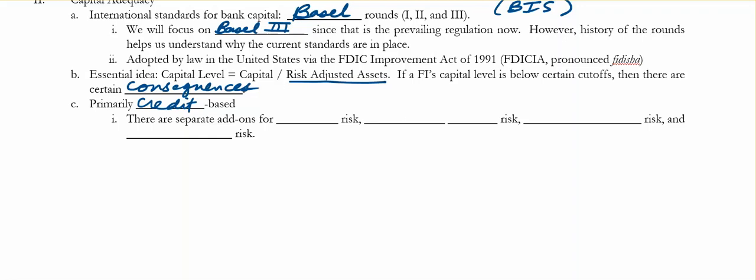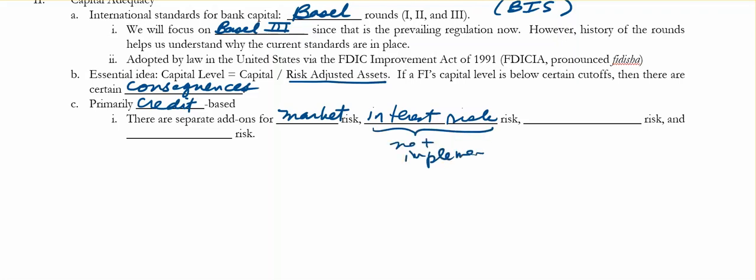Now, there are separate add-ons to the capital adequacy that we will calculate during this lecture for other types of risk. There's one for market risk, and if you read chapter 15, you'll see that there's a fair amount dedicated to how capital is calculated to provide a buffer against market risk for banks that have a lot of trading securities. There potentially could be an add-on for interest rate risk, but this hasn't been implemented. But potentially there could be an add-on capital requirement for interest rate risk.